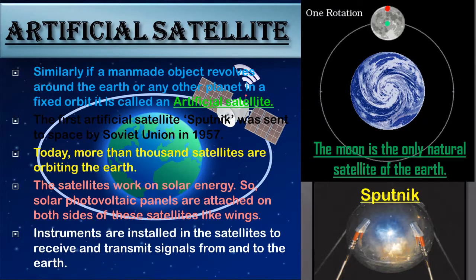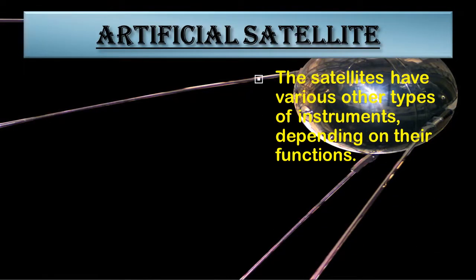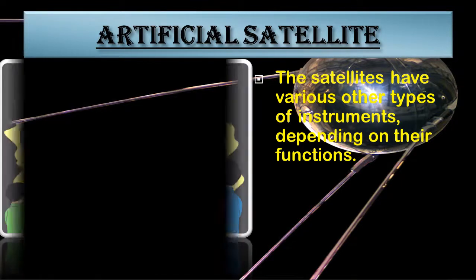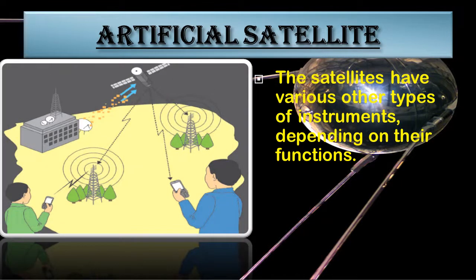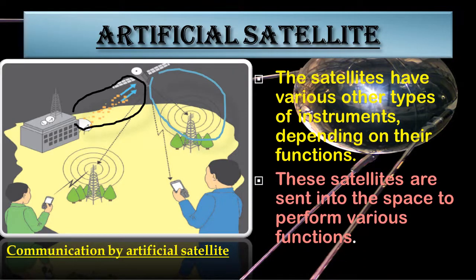And student, instruments are installed in the satellites to receive and transmit signals from and to the Earth or planet. The satellites have various other types of instruments depending on their functions. One such satellite is Sputnik, which you have seen here, and the signal transmitted from the Earth is a communication by artificial satellite. Signal transmitted from the Earth to the satellite and from the satellite to a mobile tower and mobile phone are also shown in the diagram, and these satellites are sent into space to perform various functions according to their uses.